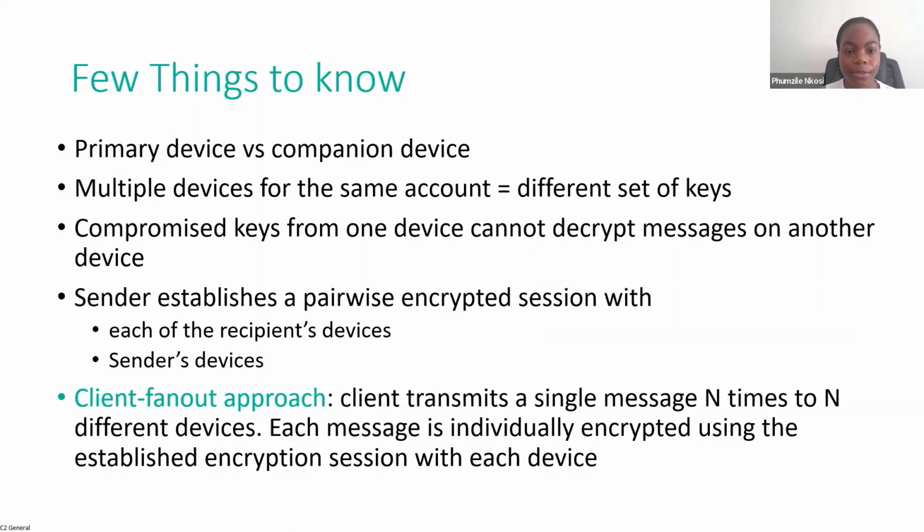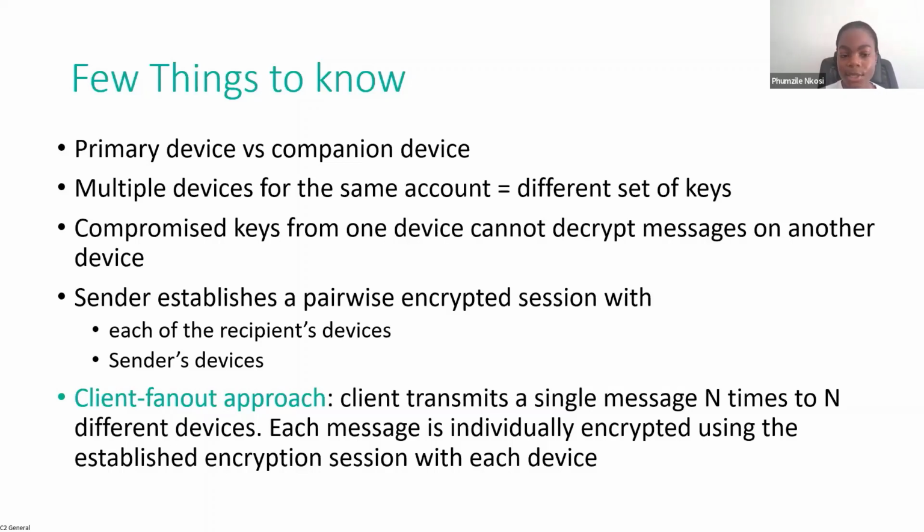There are a few things that I would like you to know before I continue. We have a primary device and a companion device. A primary device refers to a device that is used to register WhatsApp using a new phone number, and there can only be one such device, that is your phone. The companion device is any device that is used to register an already existing WhatsApp account. That could be your PC, and we can have multiple such devices. Multiple devices will have their own different set of keys. And even when keys are compromised from one device, they cannot be used to decrypt messages on another device, and they cannot be used to decrypt messages that have already been transmitted.